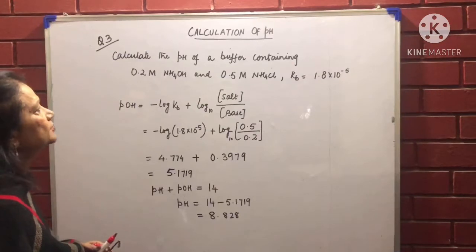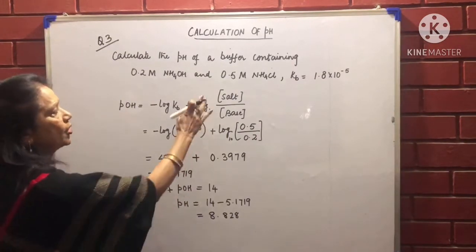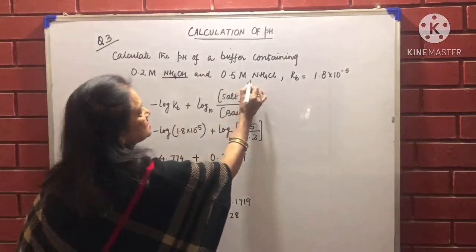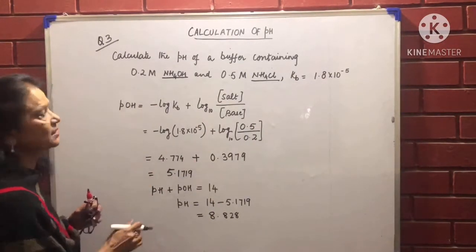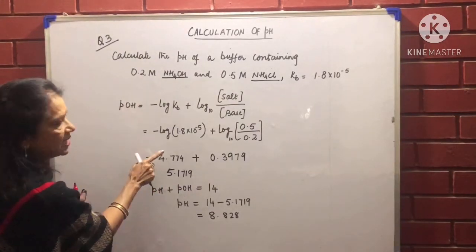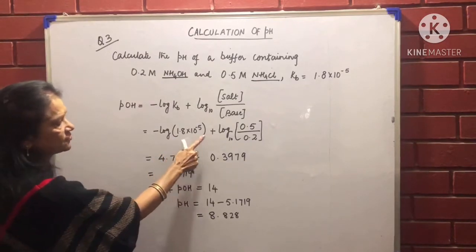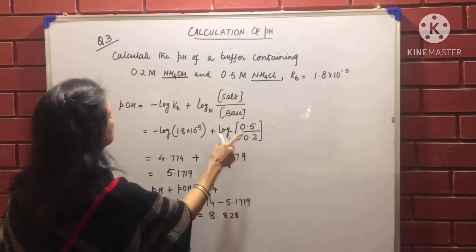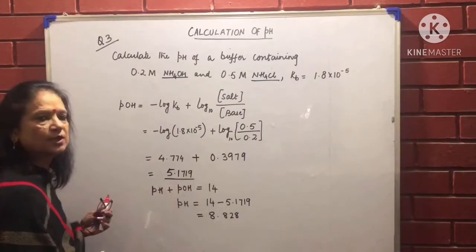It says calculate the pH of a buffer containing 0.2 molar ammonium hydroxide and 0.5 molar ammonium chloride. So this is the base, this is the salt. Everything is given to you, just substitute the values, but here pOH is being found. So you will first find out the value of pOH: minus log of 1.8 into 10 to the power minus 5 plus log to the base 10, 0.5 is the salt, 0.2 is the base. Find out the answer, which is coming as 5.179.